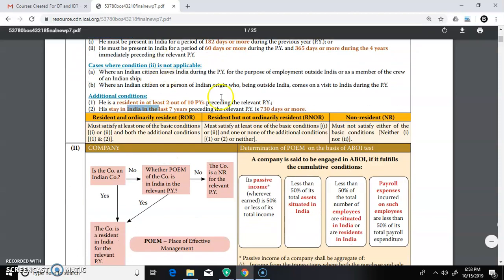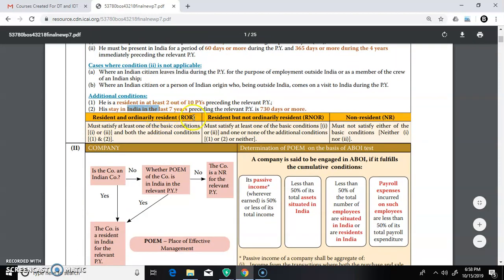So, based upon all these things, you can categorize into categories. Resident itself, you say resident and ordinary resident. The other one is resident but not ordinary resident. The one more category is non-resident. So, resident and non-resident. In resident itself, ordinary resident, not ordinary resident.